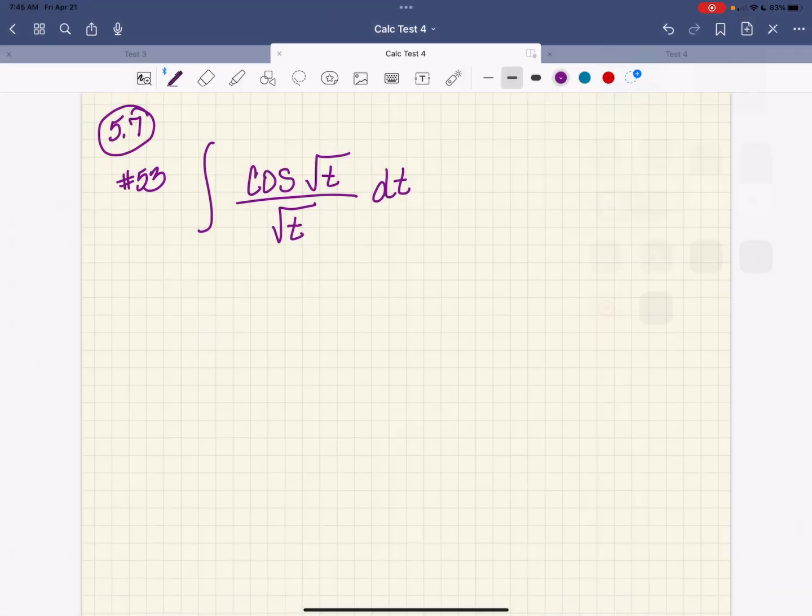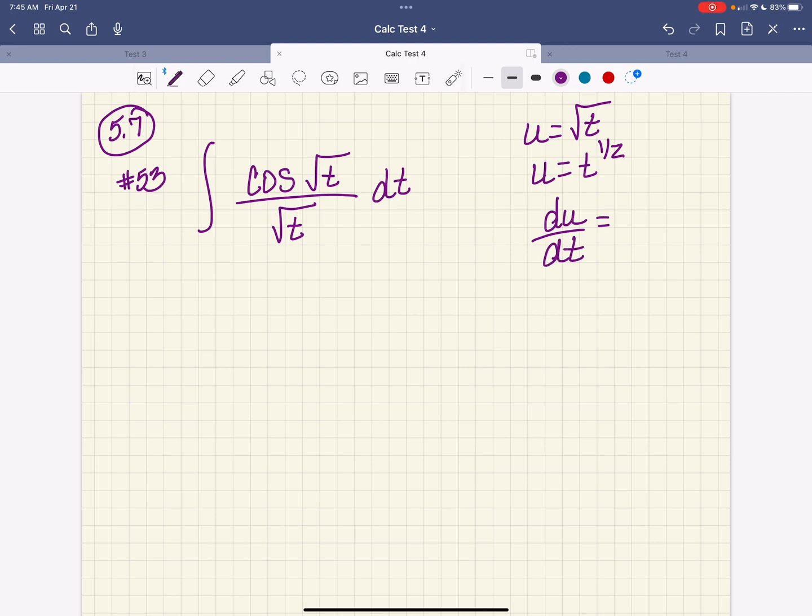When you do the u substitution for the square root of t, we're only going to substitute it up here. Let's talk about why. I have u equals the square root of t, which can be rewritten as t to the 1/2. So du/dt is 1/2 times t to the -1/2. If you want to rewrite that, du/dt equals 1/2 on the square root of t.